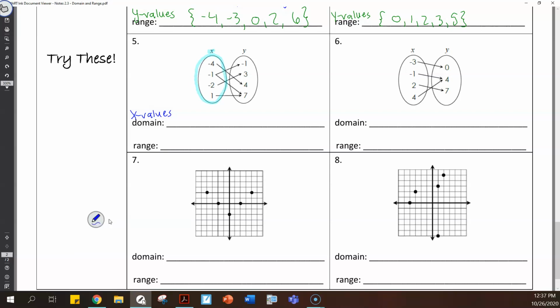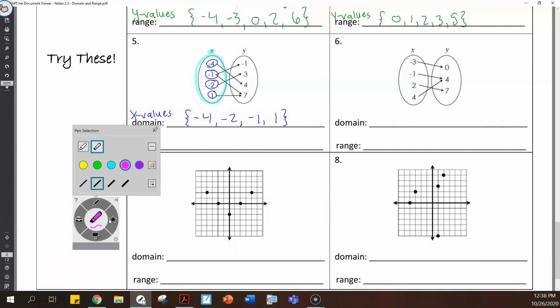Fortunately, the process of making a map asks us to already get rid of any repeats, and most of the time it also asks us to put it in least to greatest order. So you already shouldn't have any repeats. All you have to do is list them from least to greatest. So in this case, I have -4, -1, -2, and 1. In this one, they didn't list them from least to greatest, but I don't have any repeats. So I've got -4, -2, -1, and 1. All I did was list those in order from least to greatest.